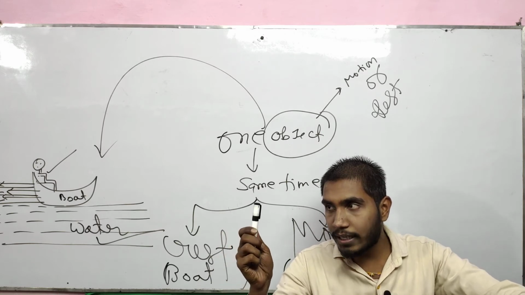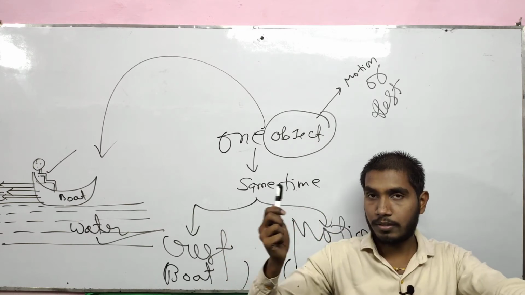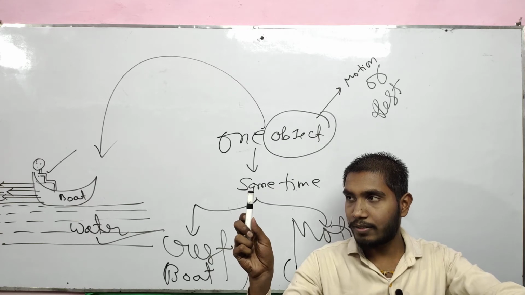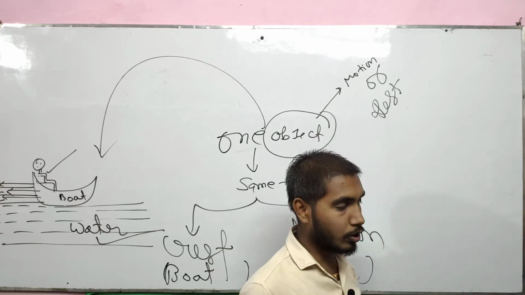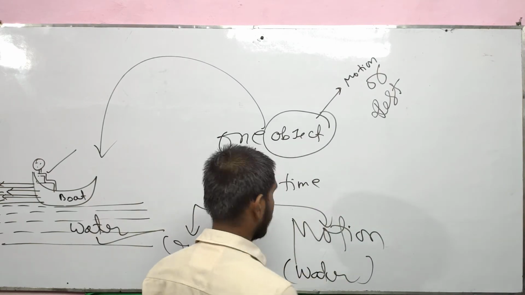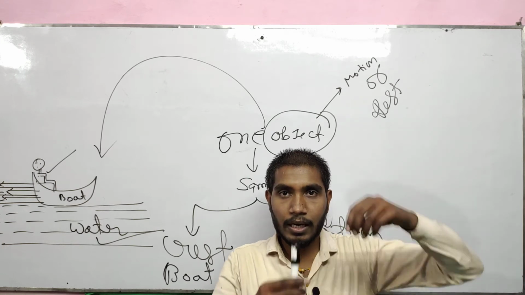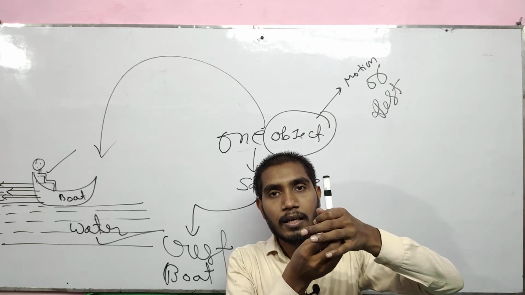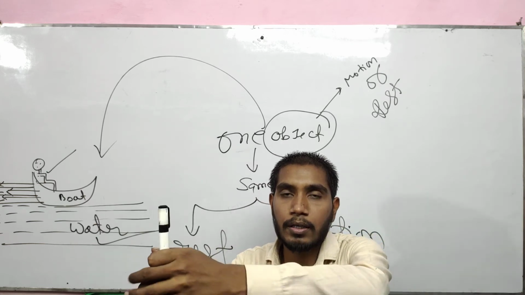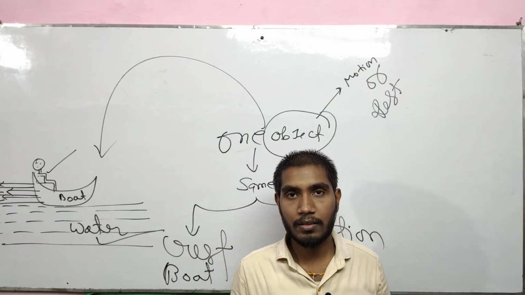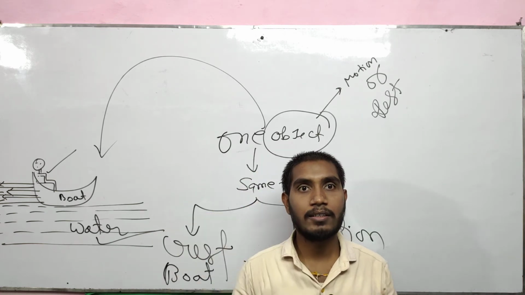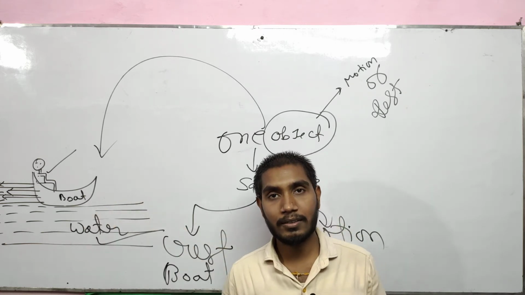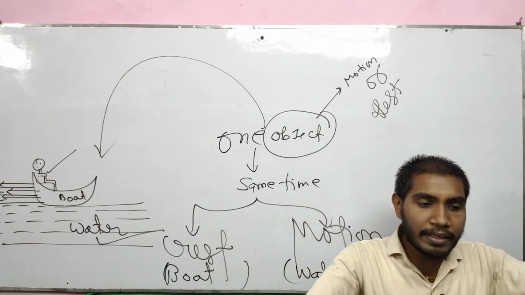Earth: rotation and revolution. This is rotation. Earth rotates on its axis and revolves around the sun. It is complex motion because two types of motion are included in Earth: rotation and revolution. Earth rotates on its axis and revolves around the sun. Vibration, too many types of motion.